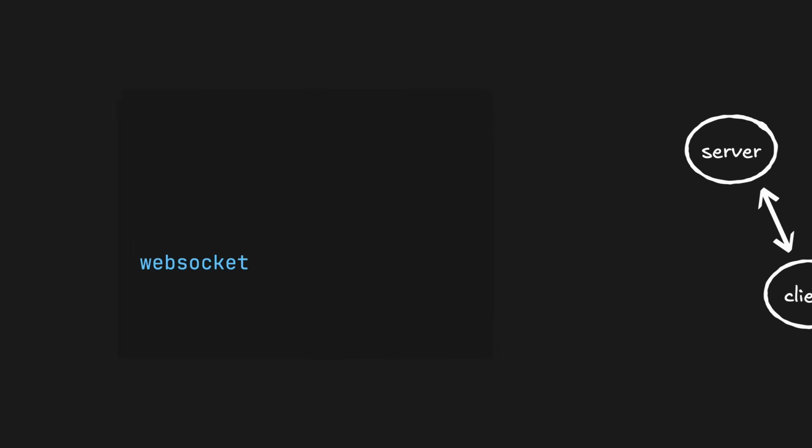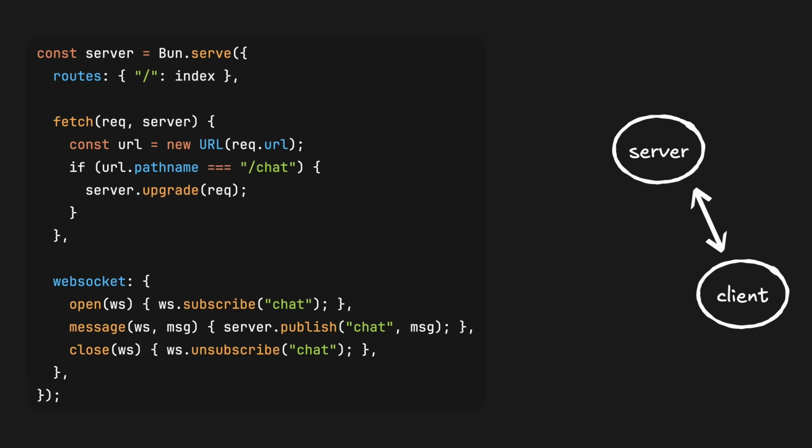You can also use WebSockets for persistent, real-time, bidirectional connections with your clients. Here, we've got the server side of a simple chat app. When a request is sent to the chat route, the request is upgraded to a WebSocket connection. And when a WebSocket is created, we subscribe the client to the chat. When the server receives a message over the WebSocket, we publish it to all subscribers of the chat. And then, when the WebSocket connection is closed, we unsubscribe the client.